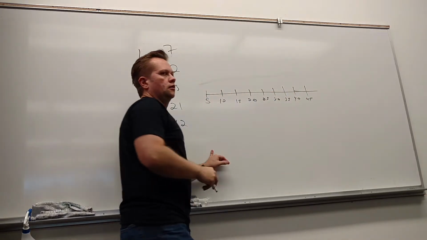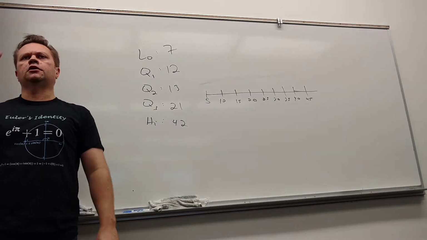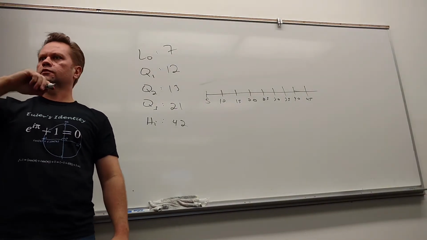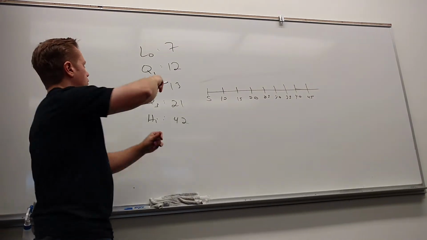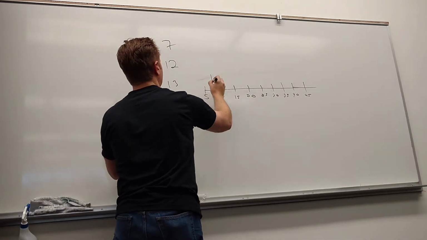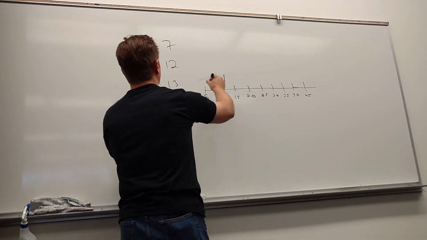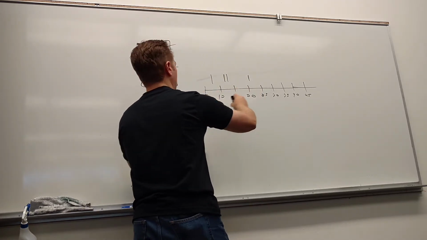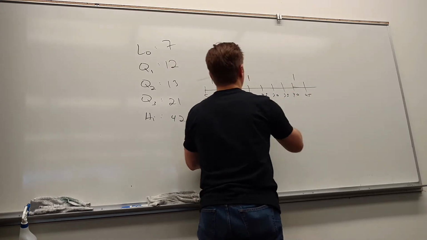All right. Are we good so far? And now you just put lines. Instead of a dot like you're plotting it, you put lines above those points. So 7 is about right there. 12 is about right there. 13 is about right there. 21 is right there. 42 is right there.